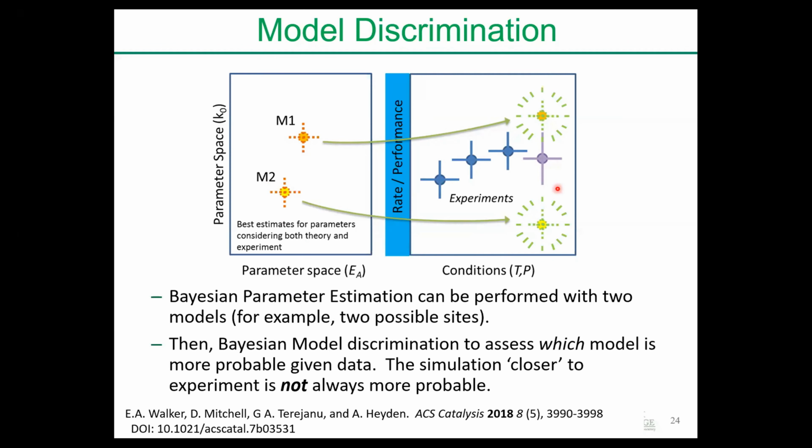And one thing that I should make a small note of is that it's not always the model that produces a data point that's closer to experiment. That's not always the most physically probable. It's sort of like the same concept as the conventional parameter estimation, where the closest fit's not always the most physically realistic one. Sometimes you're getting a better fit at the expense of physical realisticness.